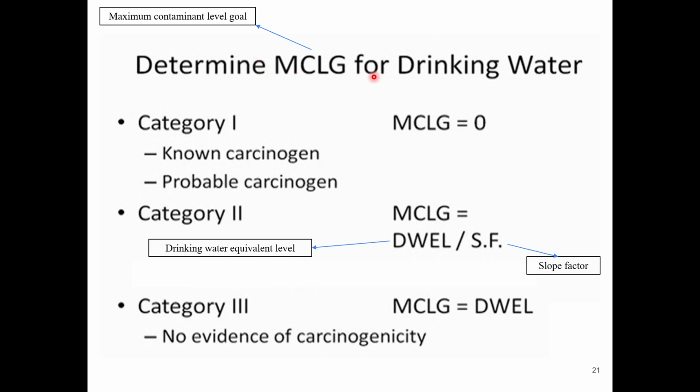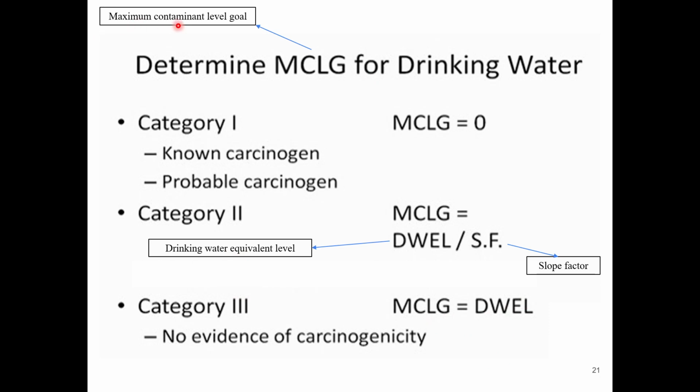And for determining MCLG, or maximum contaminant level goal for drinking water, there are basically three categories. One category is known carcinogen or probable carcinogen. Here the maximum contaminant level goal, or MCLG, is 0. In the case of the second category, the MCLG is calculated by dividing the DWEL, or drinking water equivalent level, by SF, that is slope factor. And in the third category, when there is no evidence of carcinogenicity, the MCLG is equal to the DWEL, or drinking water equivalent level.